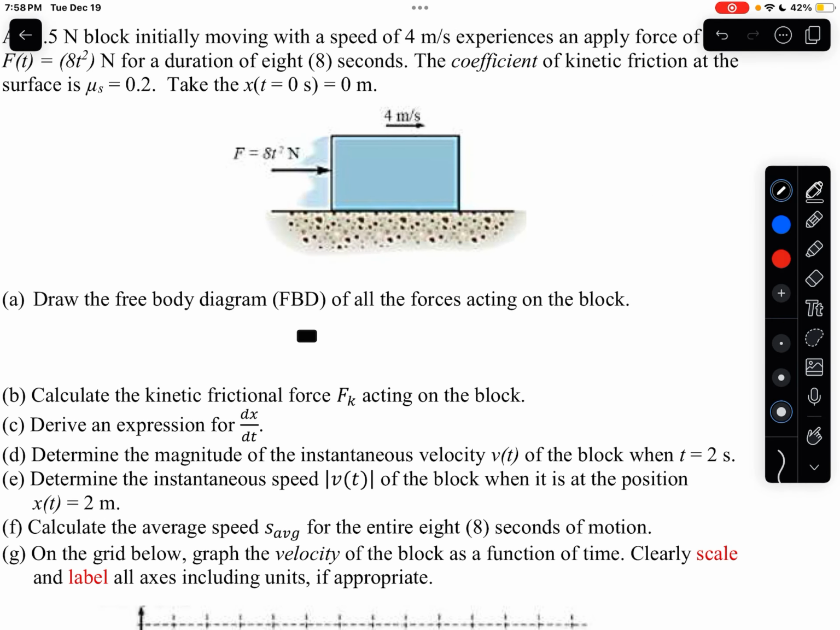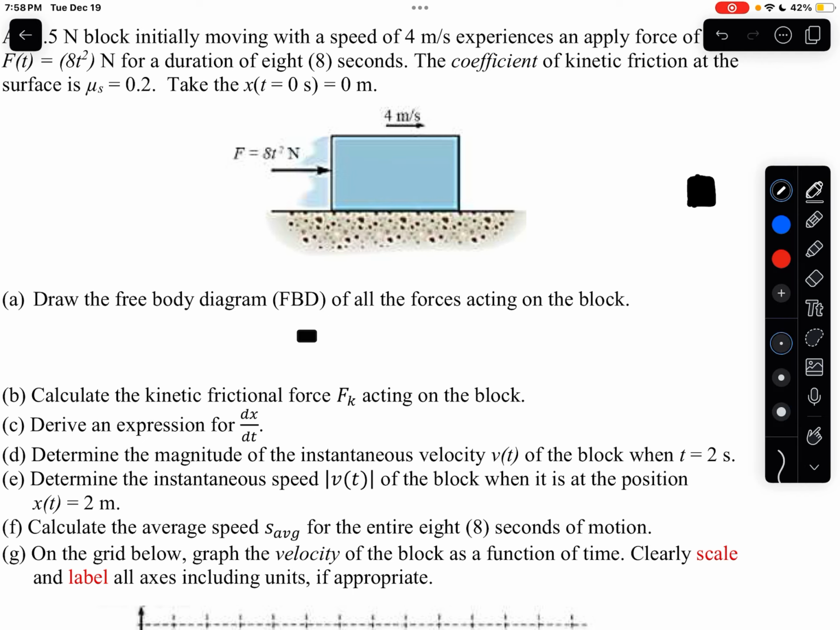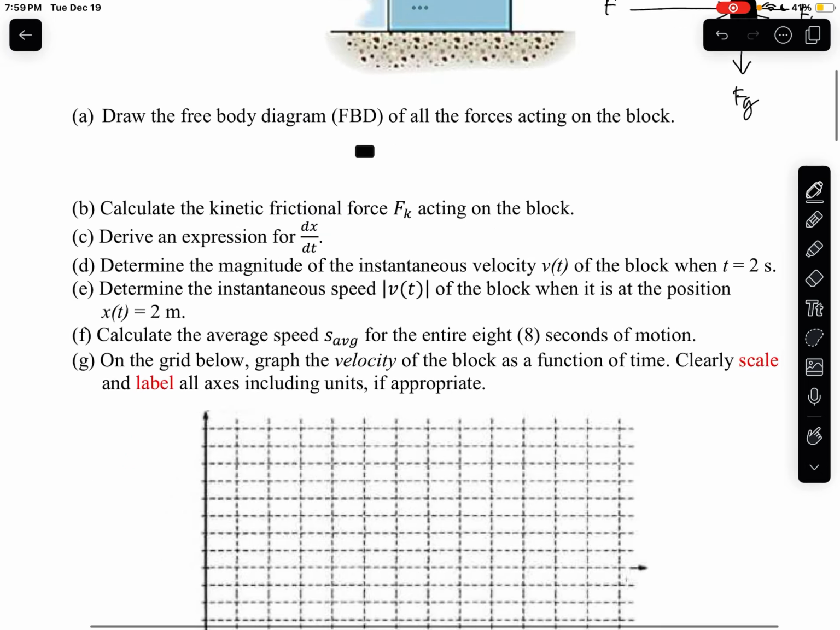So for part A, I'm going to draw over on the side because I don't think there's enough space for me to draw everything there. Okay, that's a good enough mess. And now I'm going to draw the forces acting on it, which are F, Fg, which looks the same as Fn because it's just sitting on the surface. Then there's also Fk.